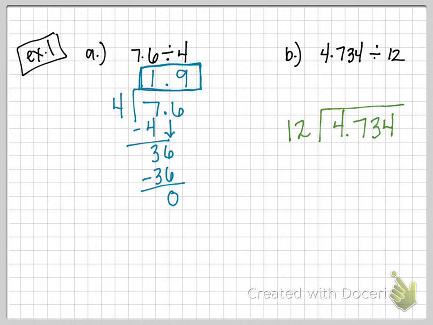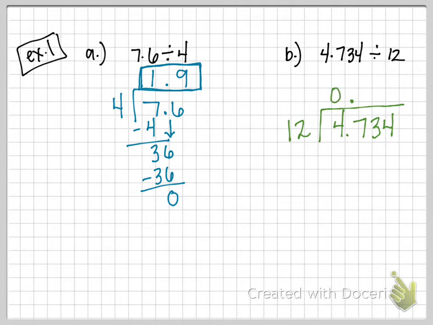We do our decimal work at the beginning. So we start off by figuring out where this decimal point goes. It goes right above the decimal point in the dividend. So here's our decimal point. And now we just divide normally. Does 12 go into 4? No. So we'll put a 0 here.